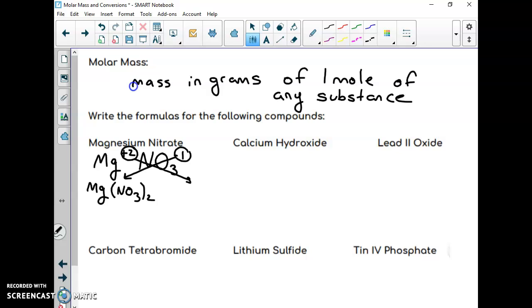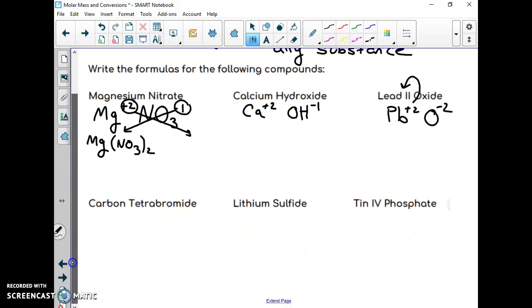This checks out. So what I'll do for you is, for these other compounds, I will provide you with the ions at least. The lead is +2. Remember, that's because of the Roman numeral there. Carbon tetrabromide, remember the tetra implies 4, so I'll let you figure that one out. Lithium sulfide. And then finally tin IV is 4. Phosphate.